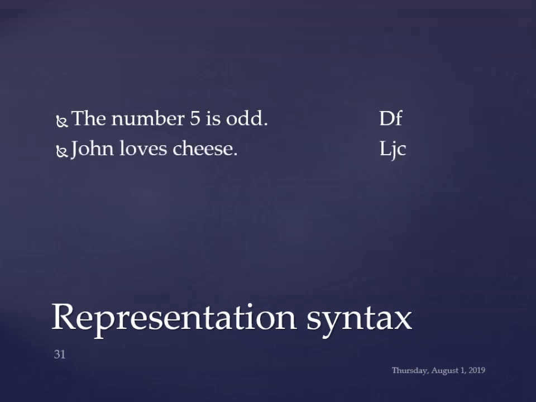Let's look at "John loves cheese." Here the predicate is L, so we use a capital L, right? And then John loves the cheese, all right? So that's how you would write that out.